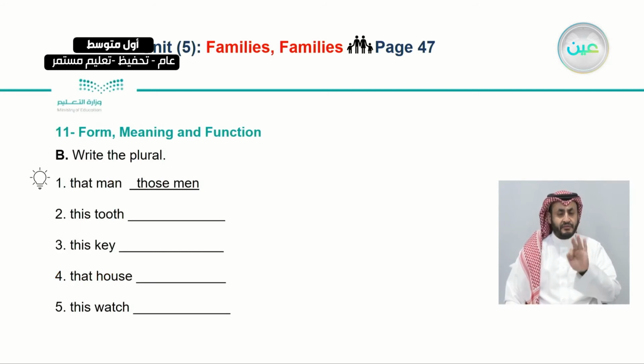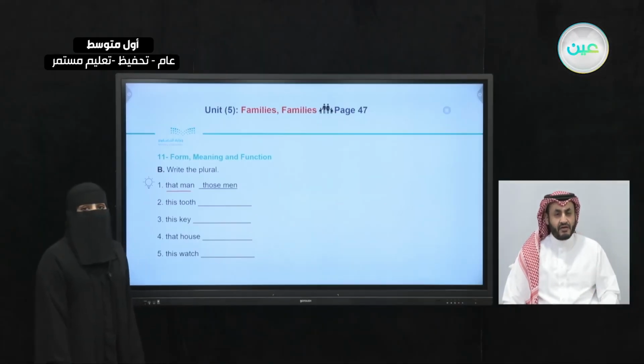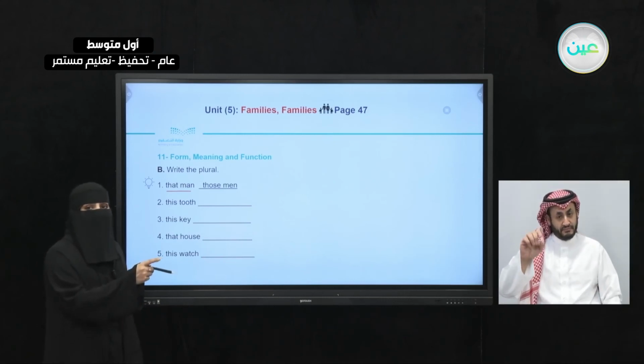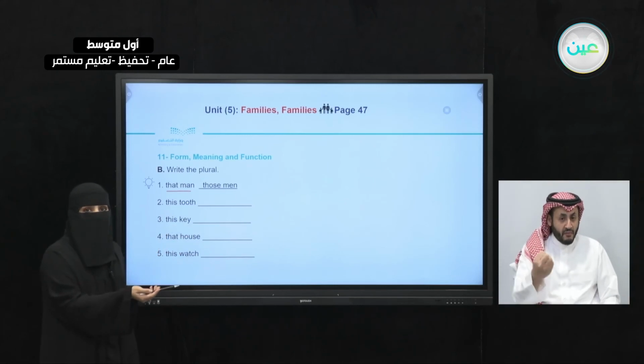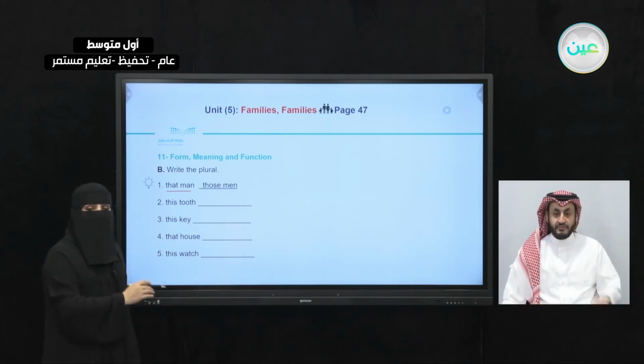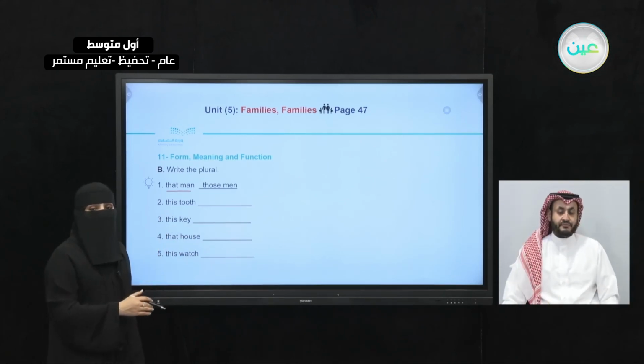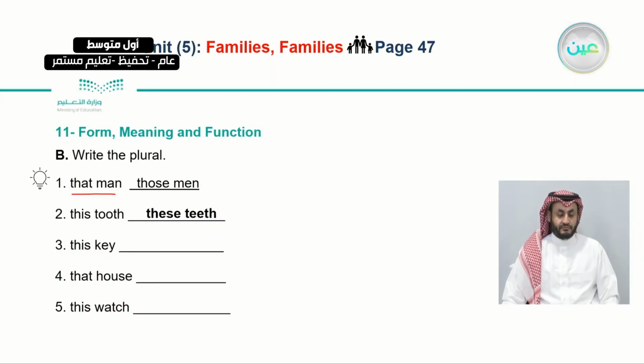Letter B, write the plural. That man and those men. Let's go to number 2. This tooth. Remember, what's the plural of tooth? Good job. And if I want to point at a plural, remember this and that, those and these. Remember, it was in the first units in our book. This tooth, these teeth. Good job.